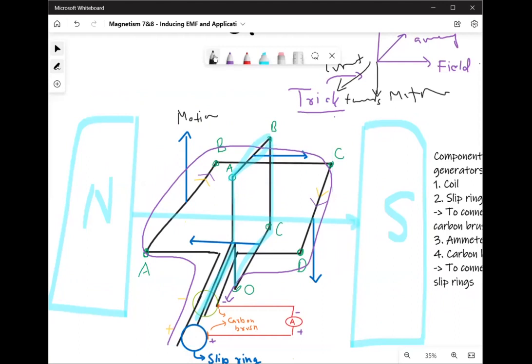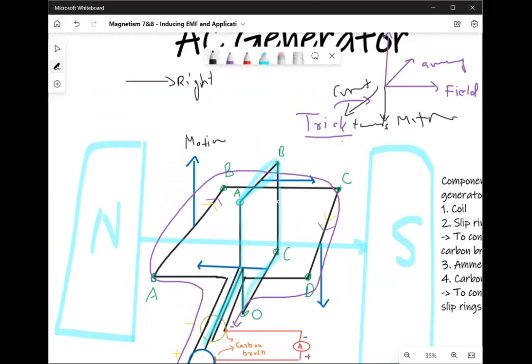Yes? If the motion is to the right, let's find the current direction again. Motion is to the right. Okay. Where is the field? What is the field direction? Ayan, how do you find the field direction? It's always north to south, because we only have magnets. Only magnets have the field. So the magnet north, it's always north to south. So again, it's to the right. The field is also to the right.